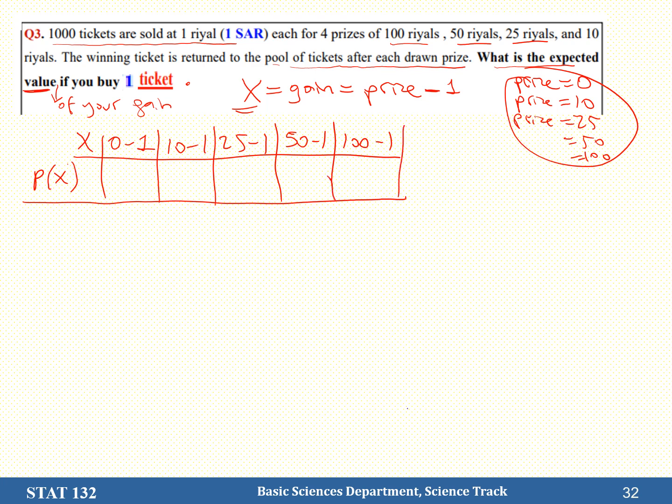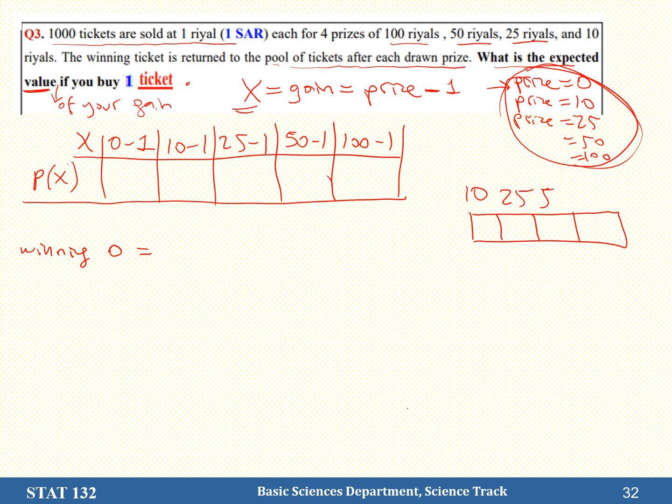Now, here we have to check the winning prices. We won 0, so we have to check the probability of winning 0. You can think this way: we will assume we have drawings for 10, then 25, then 50, then 100.